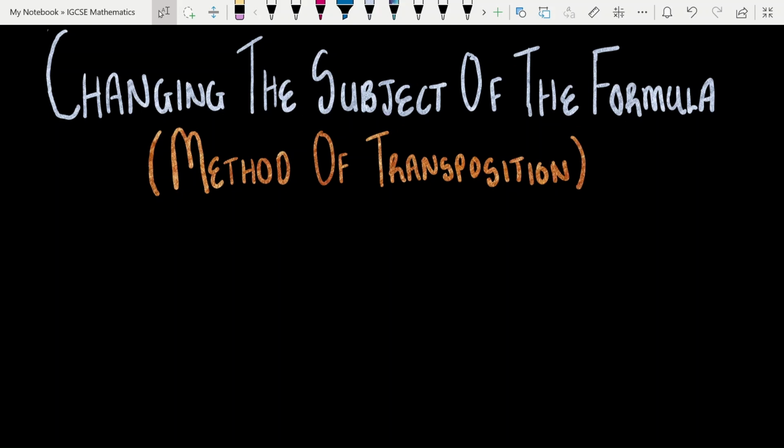To transpose is to flip or to change the sign in this case. So what we will be doing is taking something that we don't want. Let's say we have something on the left hand side that we don't want on the left. We will take it to the right and we will transpose it. In other words, we will flip its sign. Whatever it was doing on the left to our subject, it will do the opposite.